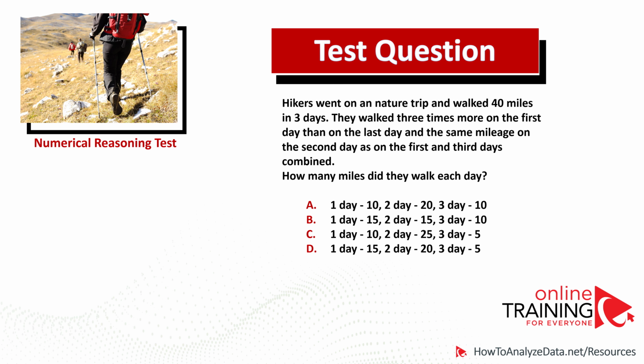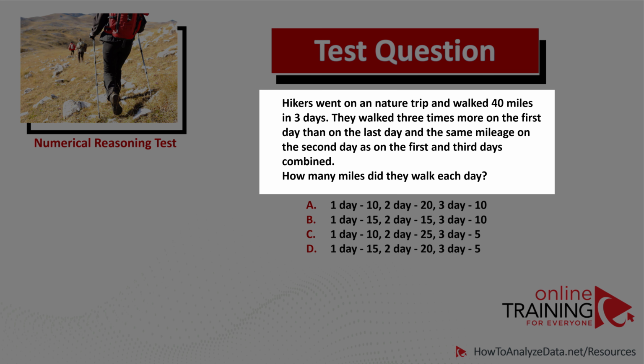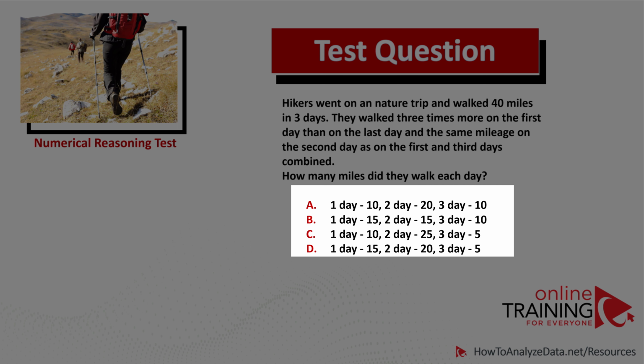Let's look at the tricky problem we frequently see on the test. Hikers went on a nature trip and walked 40 miles in 3 days. They walked 3 times more on the first day than on the last day, and the same mileage on the second day as on the first and third days combined. How many miles did they walk each day? And you have 4 different choices.